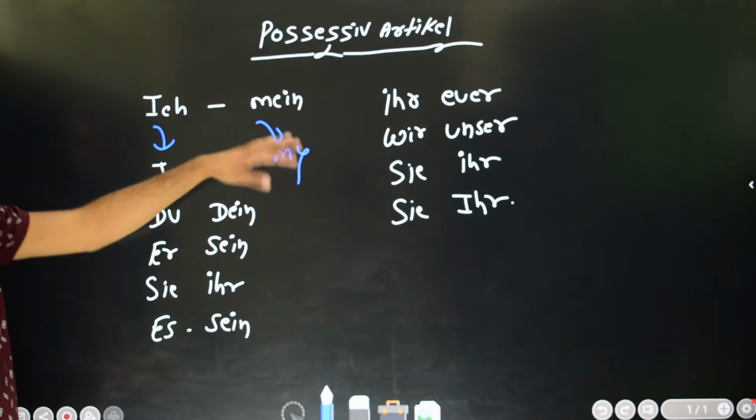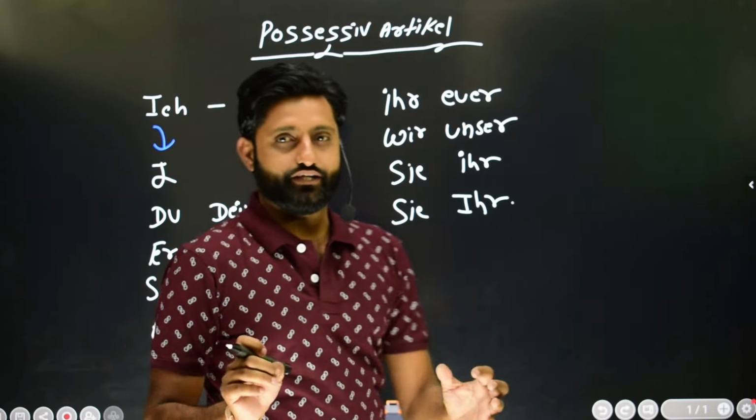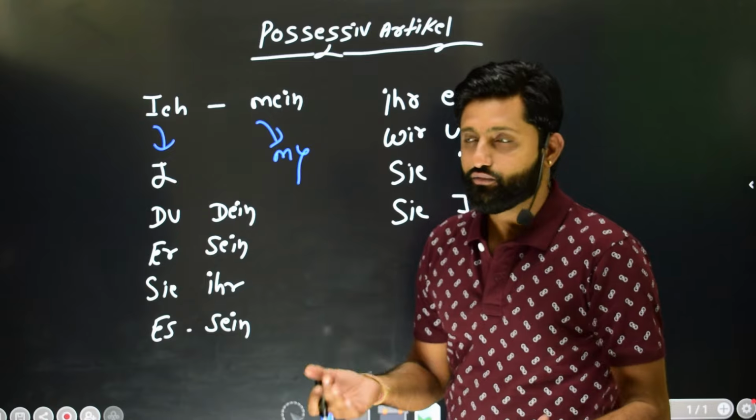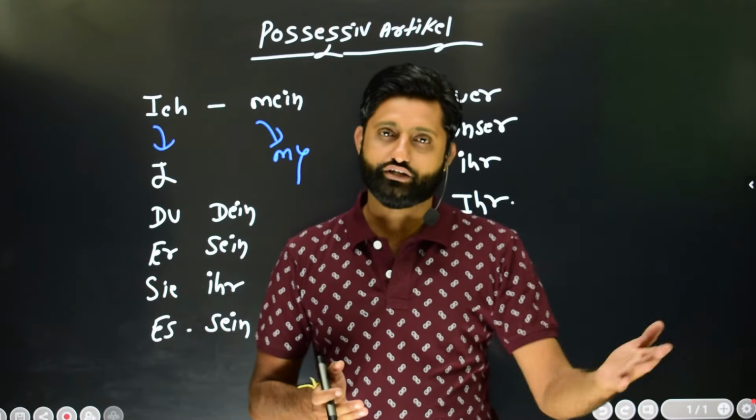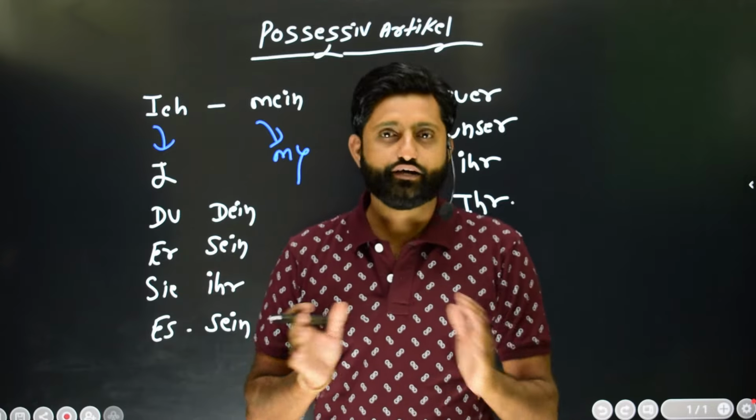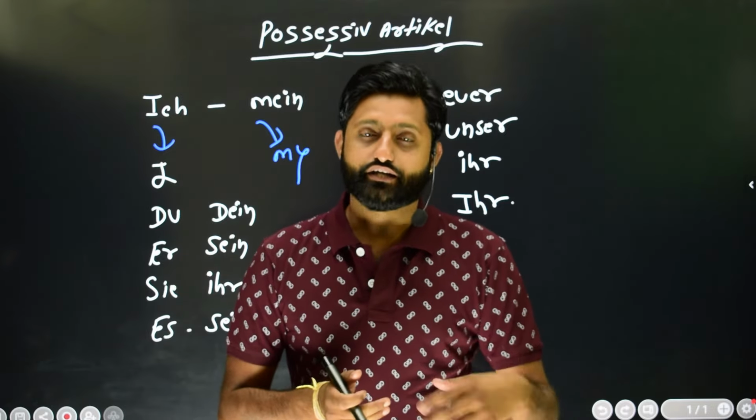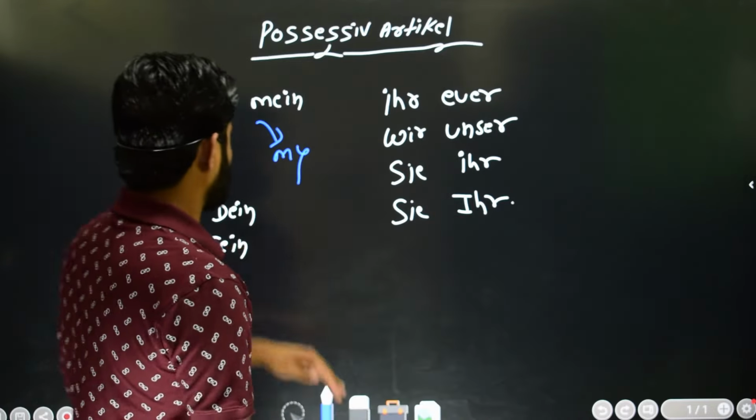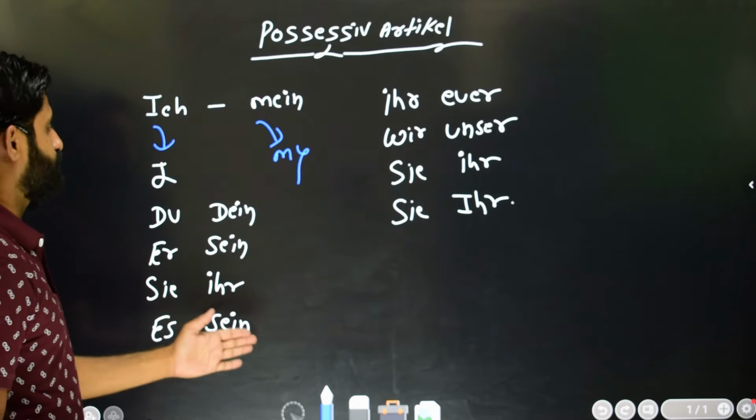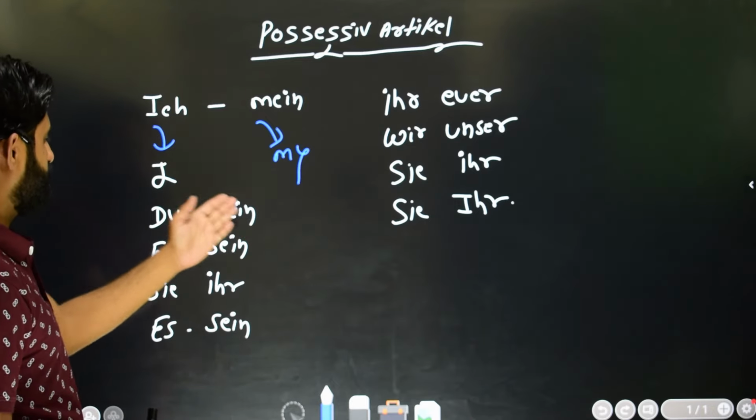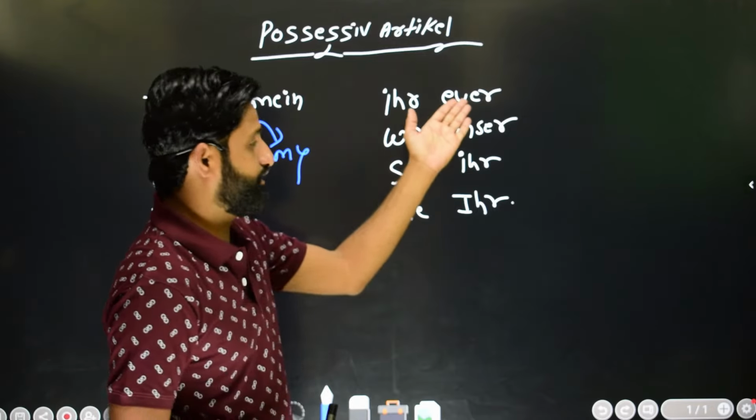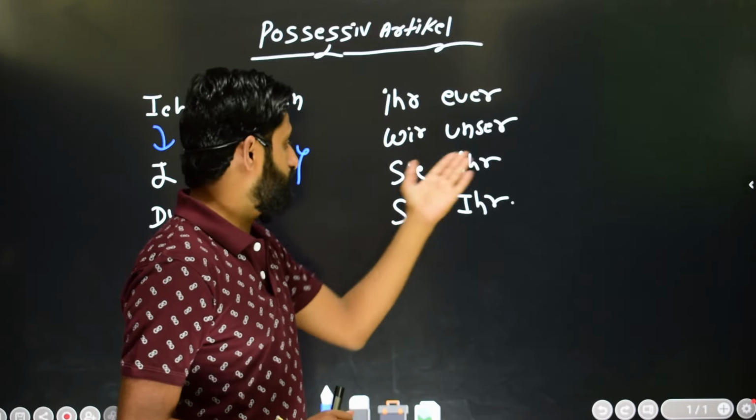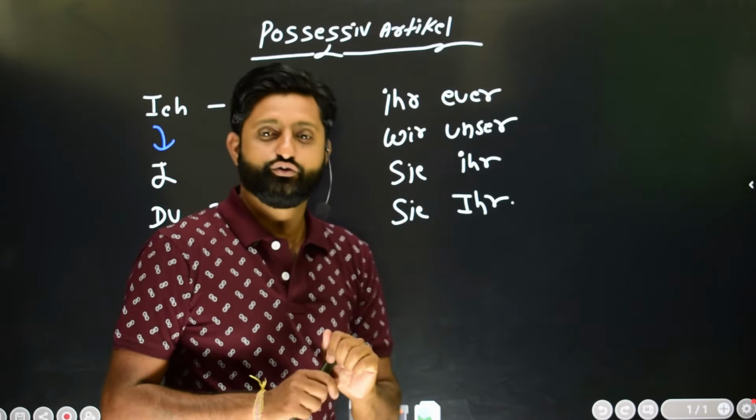So these are the base forms of possessive articles. Why am I saying base form? Because these possessive articles will be changed according to the case, in nominative, accusative, dative, and according to the articles, like the der article, die article, or das article. The English translations are: my, your, his, her, its, our, their, and your.